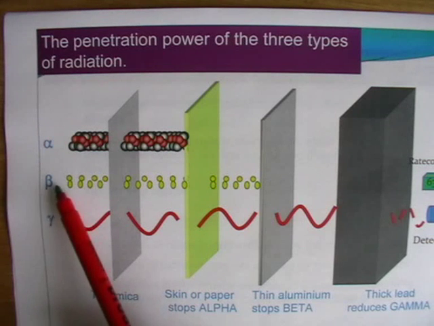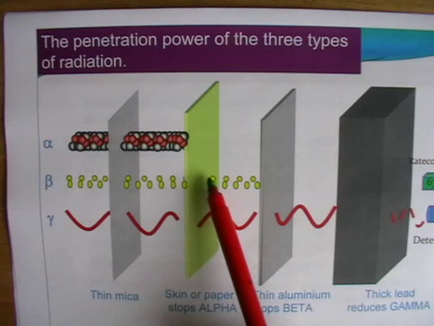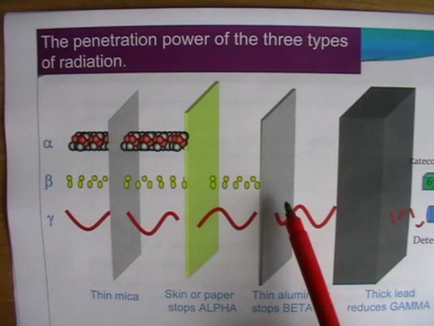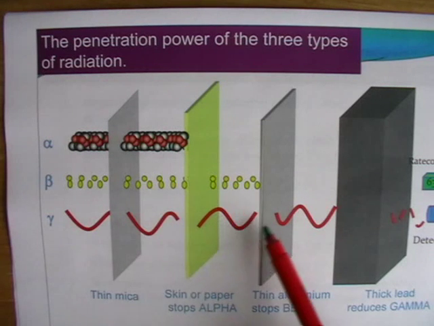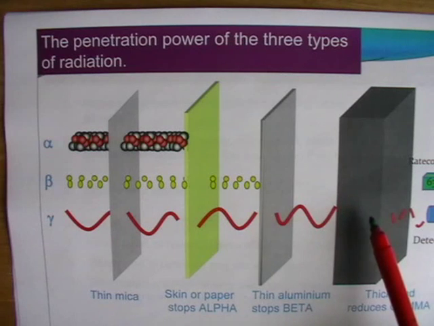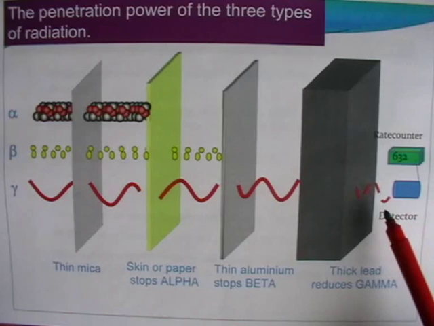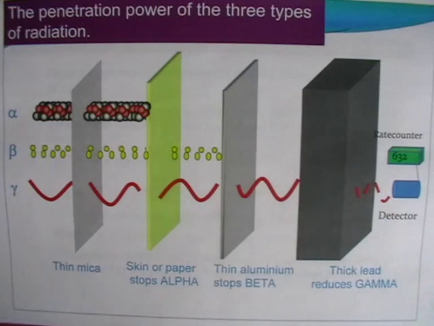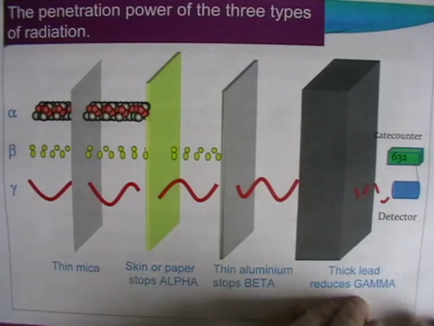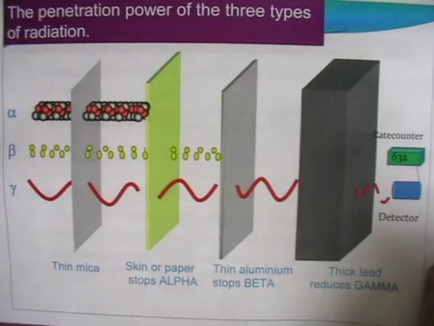Beta, which are electrons, can pass through thin mica. It can pass through skin or paper. But once it gets to a few millimeters of aluminium, then it is stopped. Gamma, however, can pass through all of them. When it gets to lead, the lead reduces its energy, but may not stop it completely. And so your detector will be able to pick up gamma radiation right through all those different things. And that's what makes gamma so dangerous to us outside our bodies.